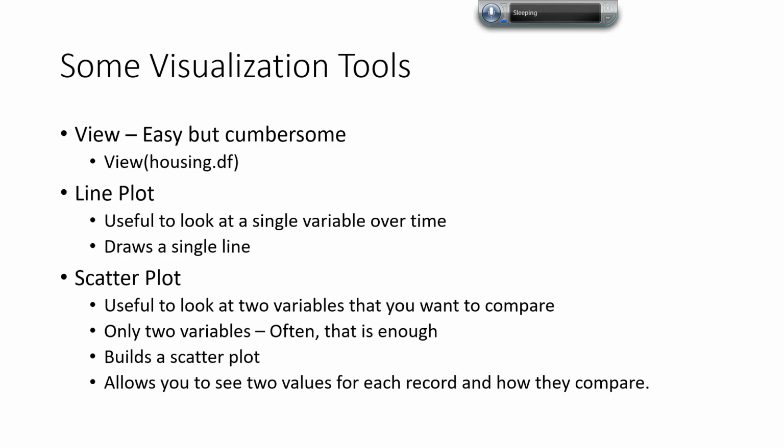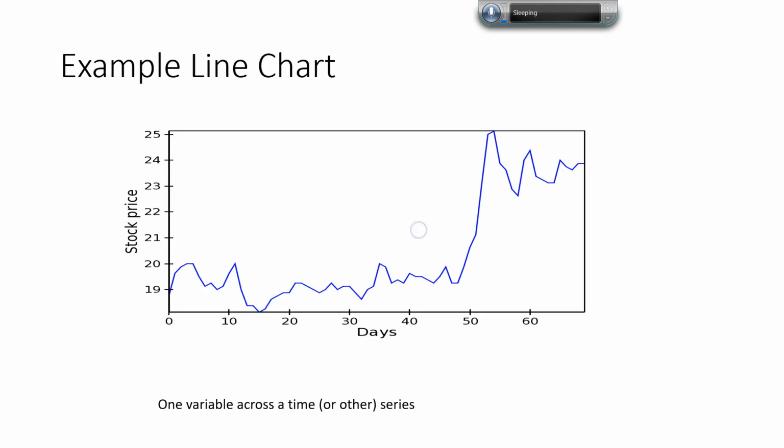Scatterplot, though, is very useful. A scatterplot allows us to look at one variable against another variable, so we can look at two variables at a time. In more advanced scatterplots, you can look at three-dimensional space and have three variables at a time, but we're not going to do that today. Only two variables, and often that's enough. We can build a scatterplot, and it allows us to see the two values for each record and how they compare.